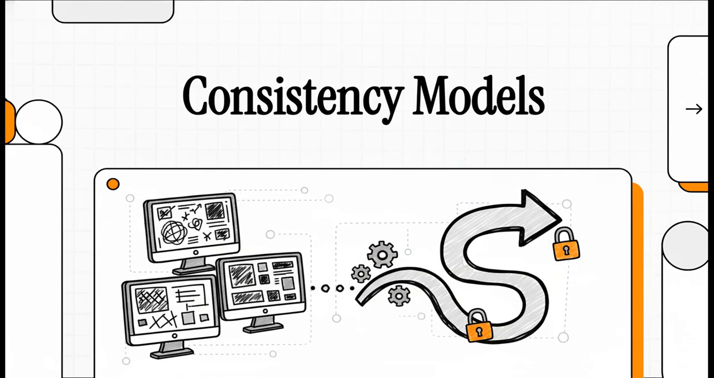Okay, so imagine you're working on a shared doc with three of your friends. You make a change. Do they see it right away? What happens if you all make changes at the exact same time? Whose version is the real one? This, right here, is one of the biggest headaches in distributed systems. And the solution? Well, it's found in something called consistency models.